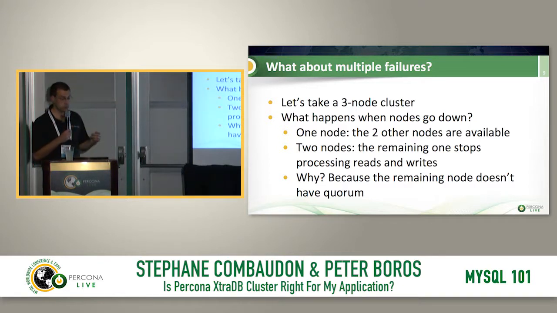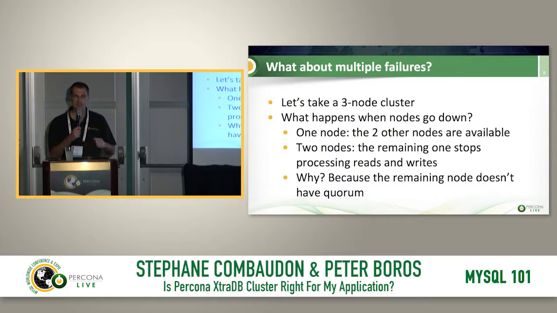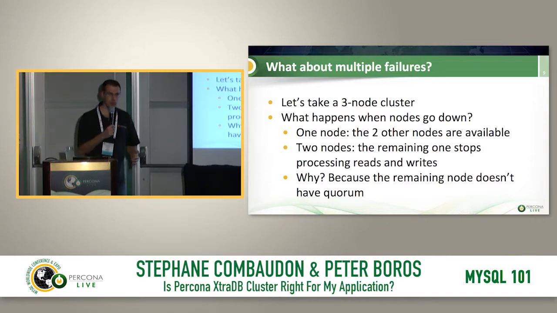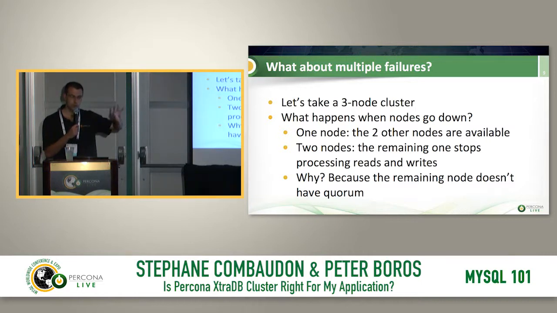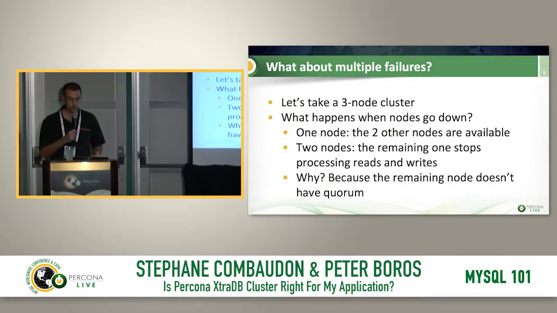The thing to know and to remember is that in this case, the remaining node will stop processing reads and writes. So it's still up, but it won't accept queries. That can be confusing because if you think about the regular master-slave setup, you have 1 slave that crashes, 2 slaves that crash, 3 slaves, that doesn't have any impact on the master, right? On the Galera cluster, when you have a crash somewhere in the cluster, that can have an impact everywhere on the cluster. So that's important to remember.